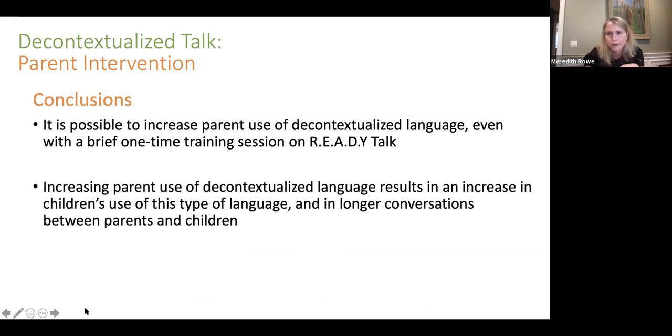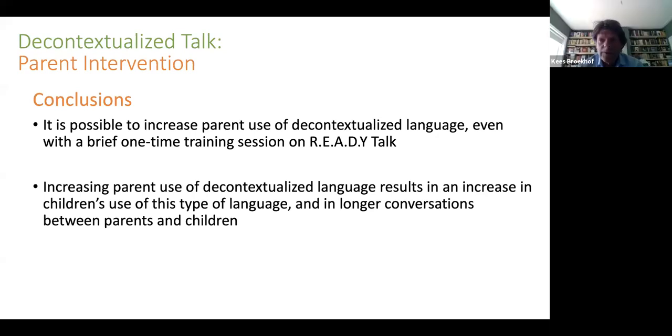Okay, so to conclude about this study, we feel like it's possible to increase parents' use of decontextualized language with this one brief training session on Ready Talk. Of course, we need to try to do this a little more broadly in terms of other populations.